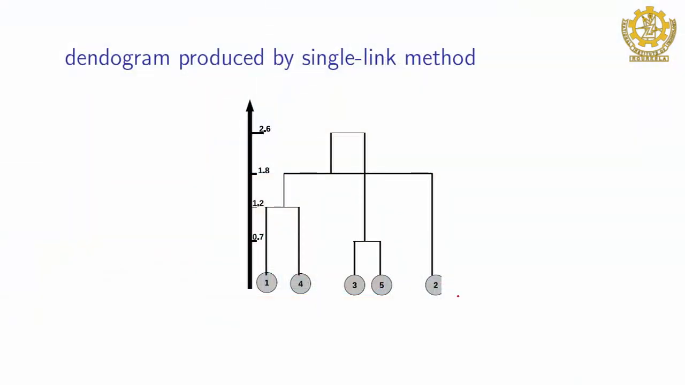So, in the last class we talked about the single linkage hierarchical clustering approach. Basically, this hierarchical clustering approach produces a dendrogram. A dendrogram is nothing but a tree-like structure, as shown here. In the last class there were 5 points, and then we formed the clusters.